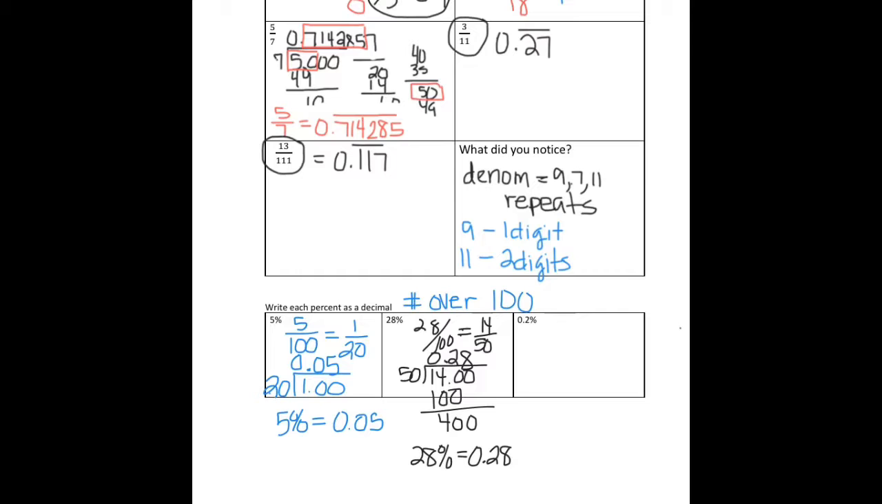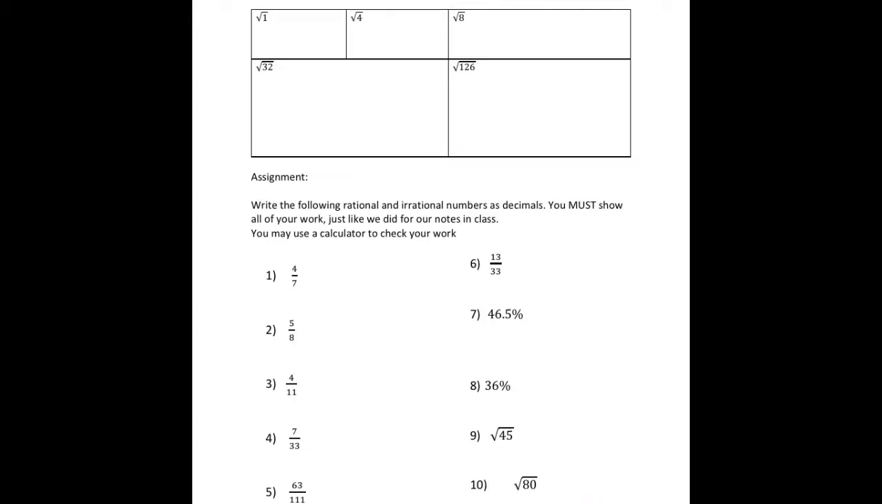I'm hoping that you realize the pattern is that you move the decimal 2 places to the left. So 0.2%, when I move the decimal 2 places to the left, is 1, 2, or the decimal 0.002. All right, let's look at some irrational numbers.